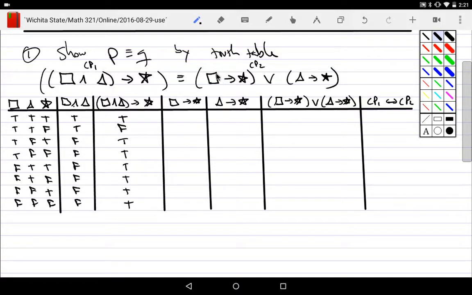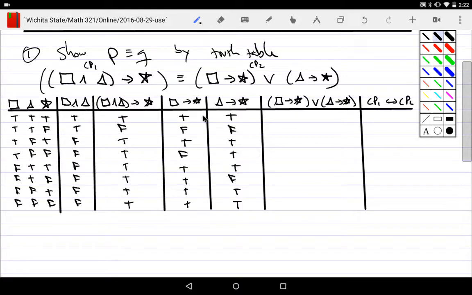Now we're going to take the implication square implies star. So these are all falses, so no matter what, true, true, true, true, because false implies anything. True implies true is true. True implies false is bad, false. Back to true implies true, true; true implies false is false. Then I take this one and ask, what about star again? Anywhere there's a false in triangle implies star, these four falses are true, true. Those are the vacuous ones. Now true implies true is true. True implies false is false. And then true implies true is true. True implies false is false.